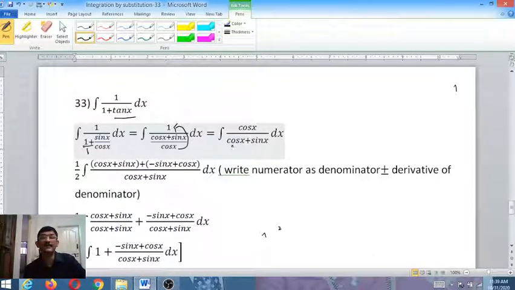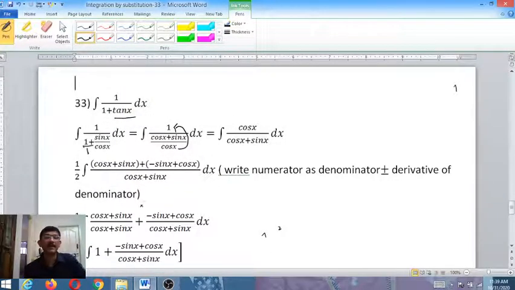So what is in the denominator? Cos x plus sin x. Write the numerator as cos x plus sin x. Either you have to write plus or you have to write minus depending upon the problem given. You write plus the derivative of this denominator. The derivative of cos x is minus sin x. The derivative of sin x is cos x. This is only for this problem.